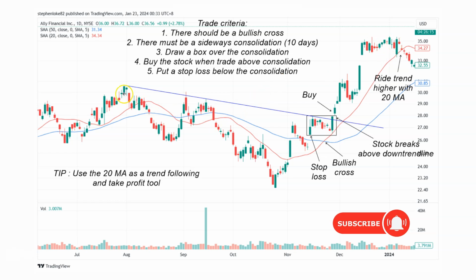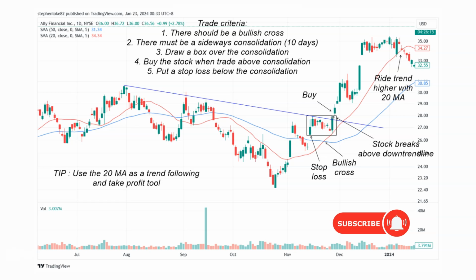And guess what? We can also draw a downtrend line connecting as many highs as possible. Remember what I told you about the downtrend line. When a stock breaks above a downtrend line, it signals that the stock is willing to change from a downtrend to an uptrend. So when you have all this technical convergence, it gives you a strong case for a bullish trade, a high probability trade, in other words.